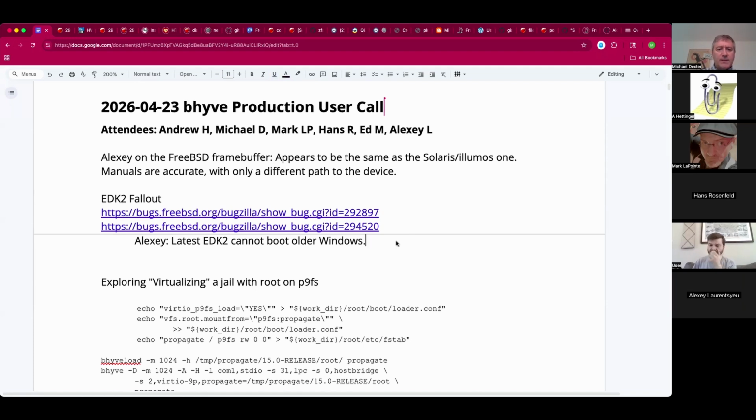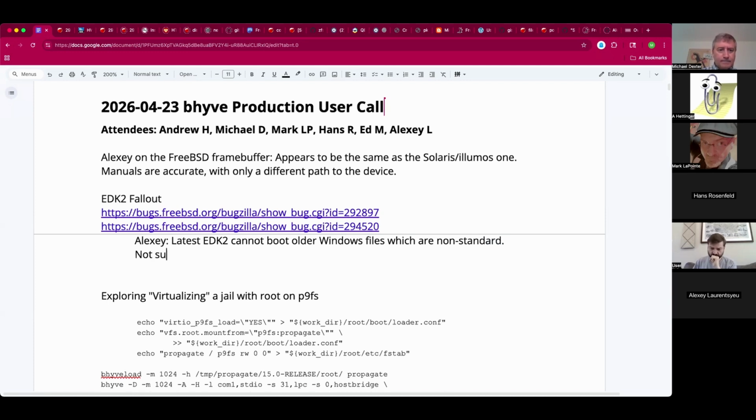You were saying that the latest EDK II does not support older Windows non-standard UEFI payloads. Yeah, the older Windows uses non-standard UEFI files, so it doesn't want to boot on newer EDK II. Older EDK II supported them somehow. I don't know what they changed, why it doesn't boot anymore.